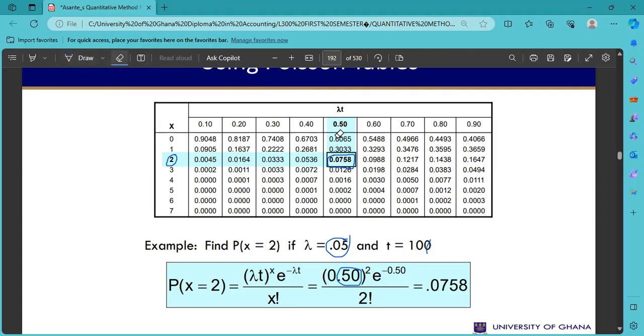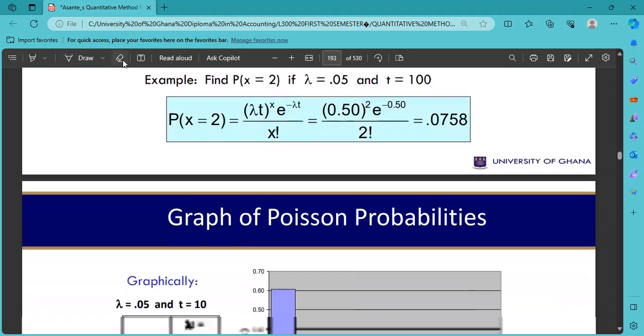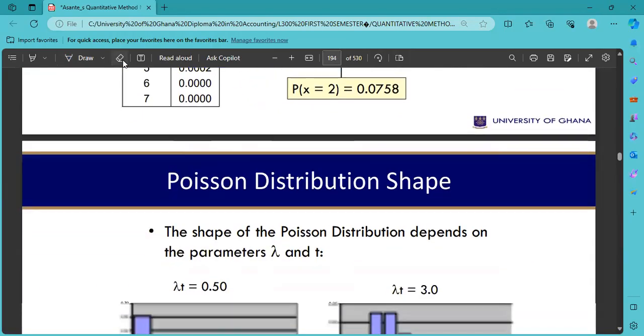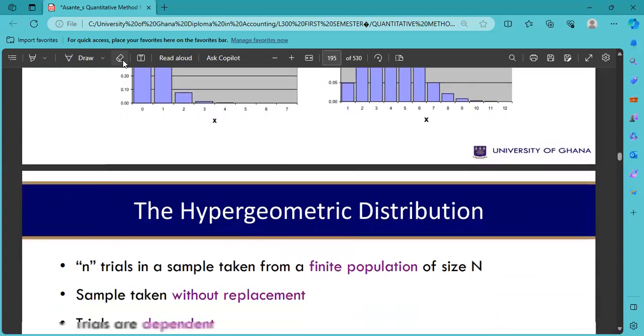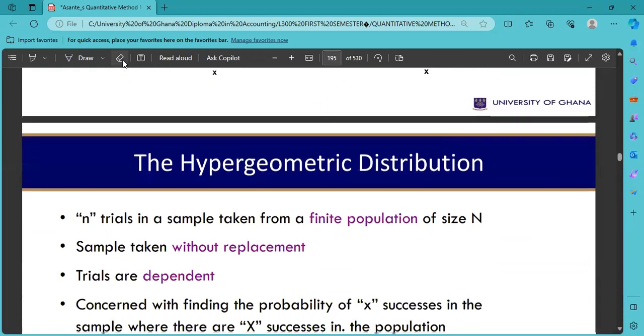Just that this one looks faster. When you're using the Poisson distribution table, it looks faster and easier. So let's move on. I'll find an example and we will solve it together.